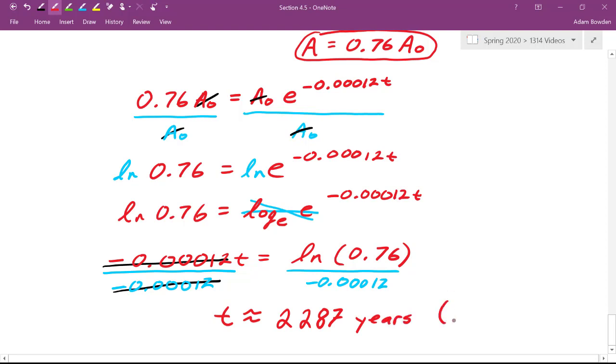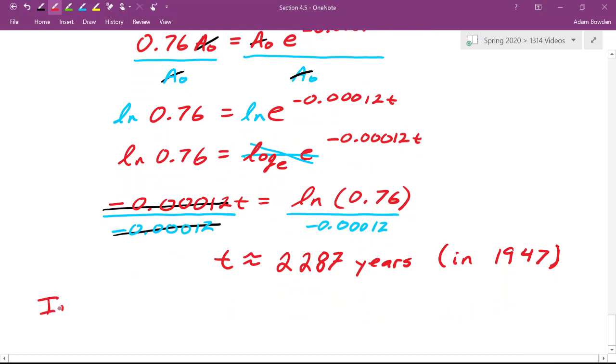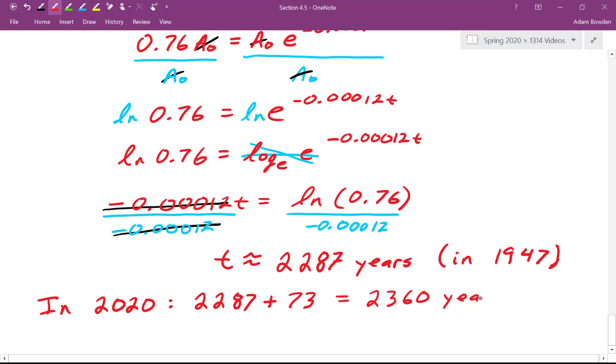Now that's how old they were in 1947. So in the year 2020, we're dealing with 2,287 years plus an additional 73 years. So that's 2,360 years old in the present day 2020.